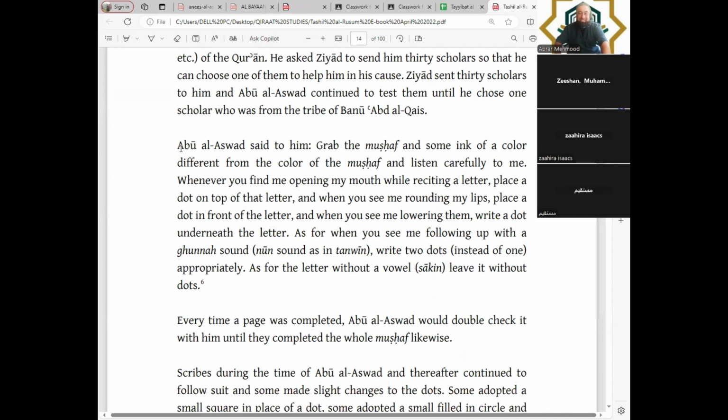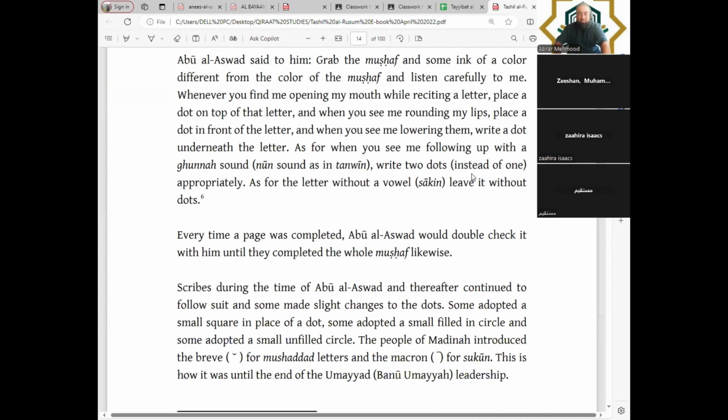Barakallahu feek. Abu al-Aswad said to him, grab the Mus'haf and some ink of a color different from the color of the Mus'haf, and listen carefully to me. Whenever you find me opening my mouth while reciting a letter, place a dot on top of that letter. And when you see me rounding my lips, place a dot in front of the letter. And when you see me lowering them, write a dot underneath the letter. As for when you see me following up with a ghunna sound, a noon sound as in tanween, write 2 dots instead of 1, appropriately. As for the letter without a vowel, which is a sakin, leave it without dots.